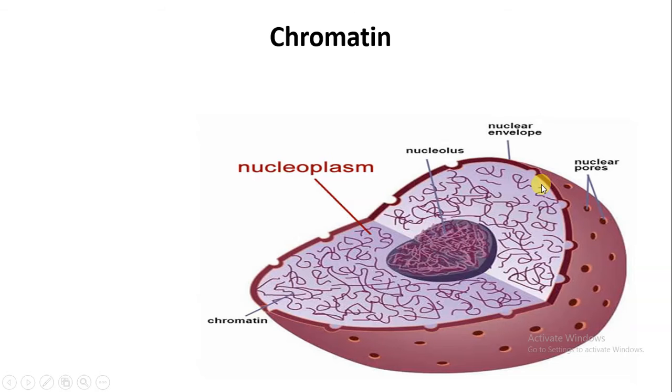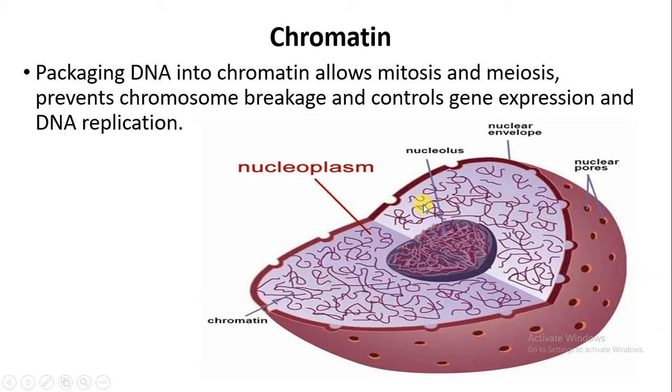As you can see in this diagram, this is a nucleus and here this is called chromatin. Actually it is DNA. The DNA is packaged in the form of chromatin. Whenever the cell is in interphase, we can very clearly observe the chromatin, and only then does the cell undergo mitosis and meiosis types of cell division. There is more importance of chromatin: it also prevents the breakage of the chromosome.